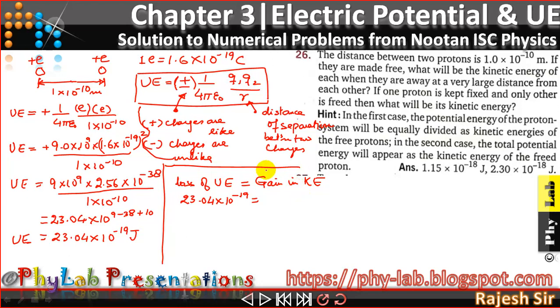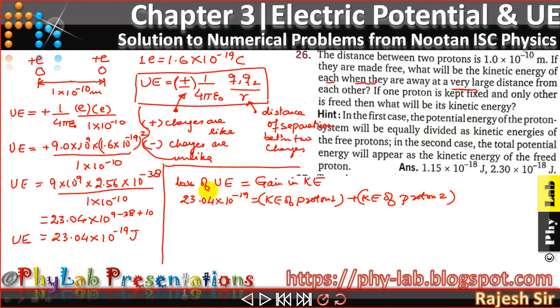What two particles are going to gain the kinetic energy? Both the particles start to move, and they are placed at a very large distance apart. When they are placed at a very large distance apart, they would not have any kinetic energy. So both the protons will gain the kinetic energy. So what will be the gain in kinetic energy? Kinetic energy of proton 1 plus kinetic energy of proton 2. Since there are two protons, both the protons will be gaining the kinetic energy.